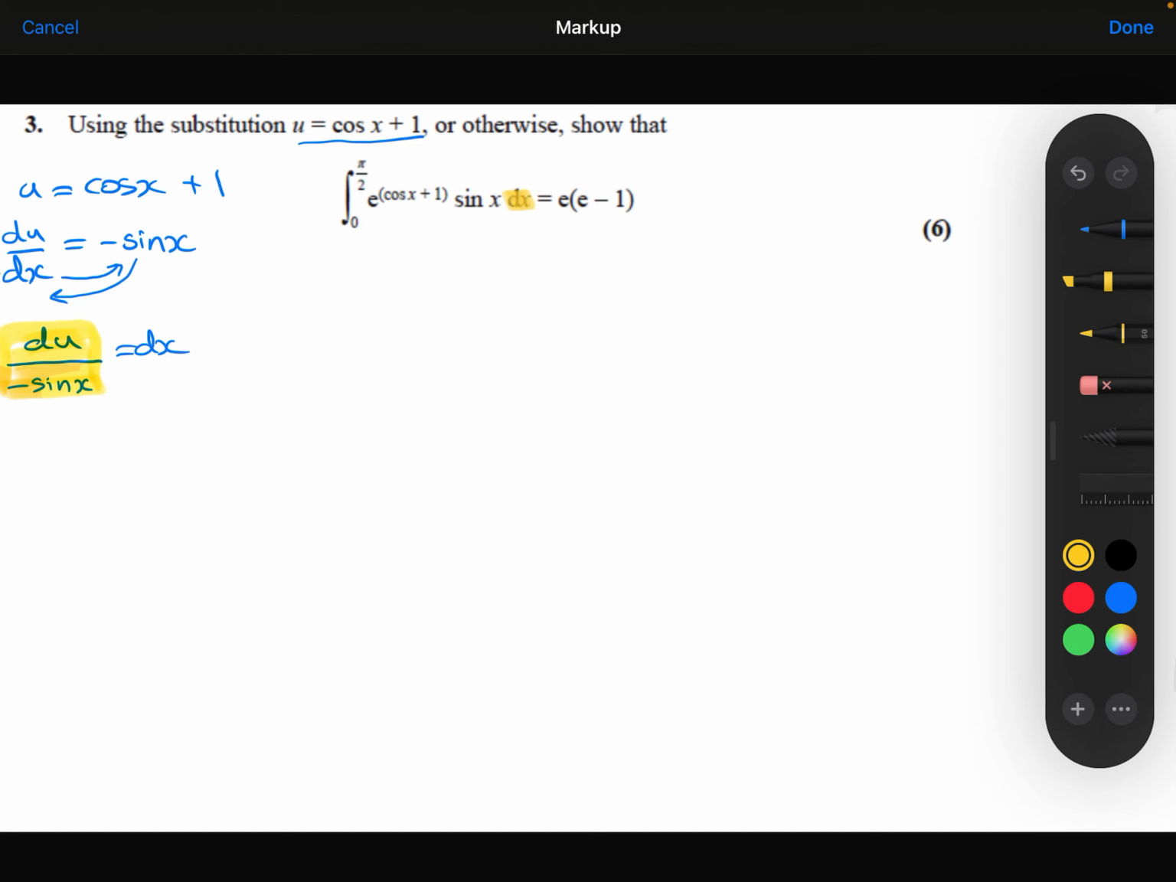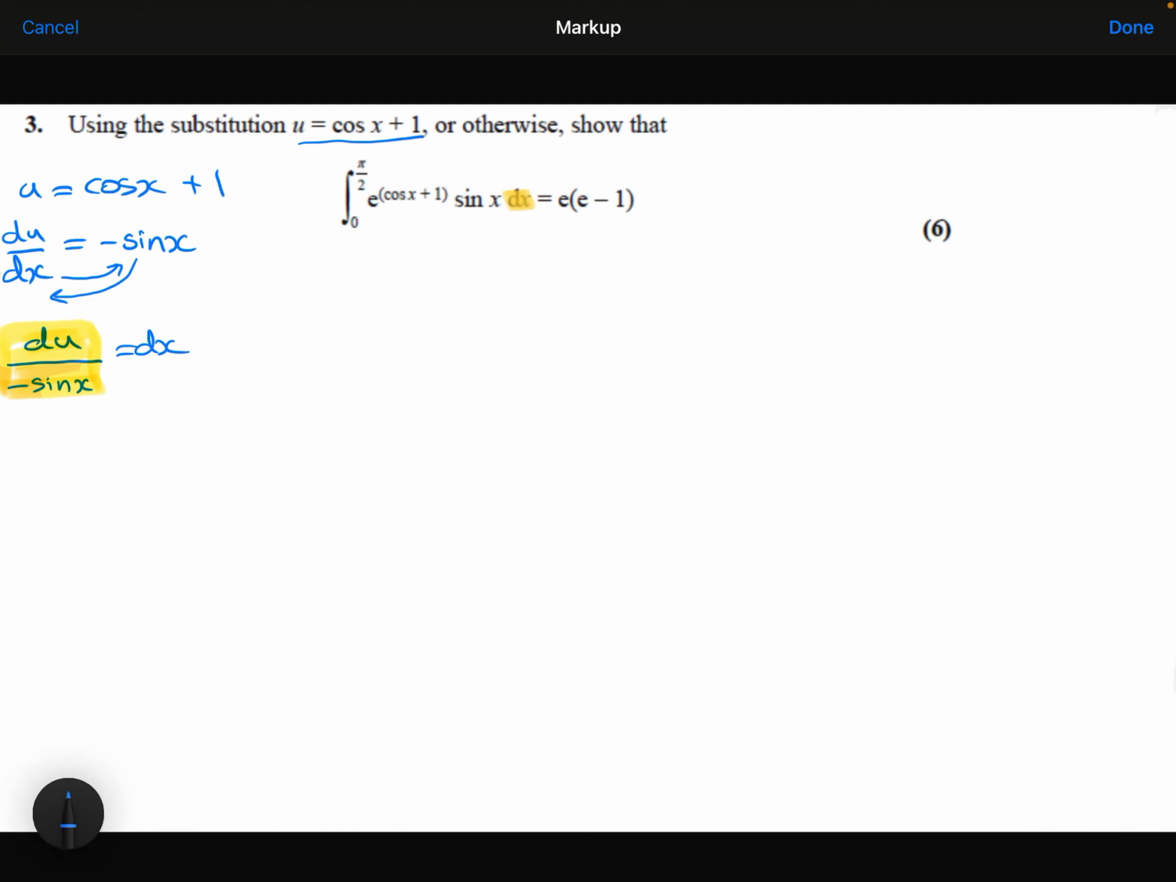The next thing I want to deal with is the limits. So I can see that currently I've got x limits of pi over 2 and x equals 0. Let's work out what those would be in the u world. So when x equals 0, u is cos 0 plus 1, which is 1 plus 1, so 2. So my lower limit is 2.